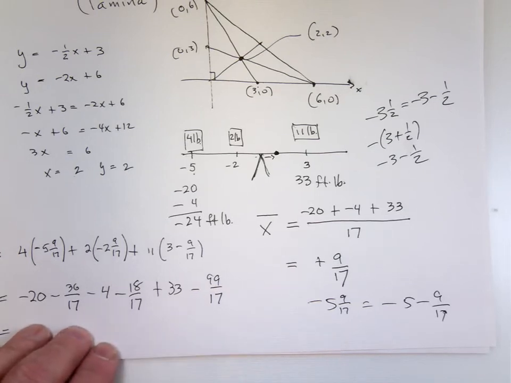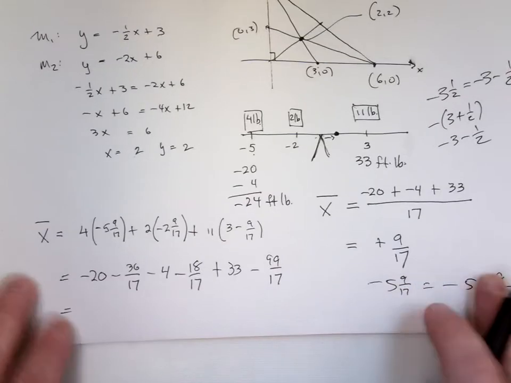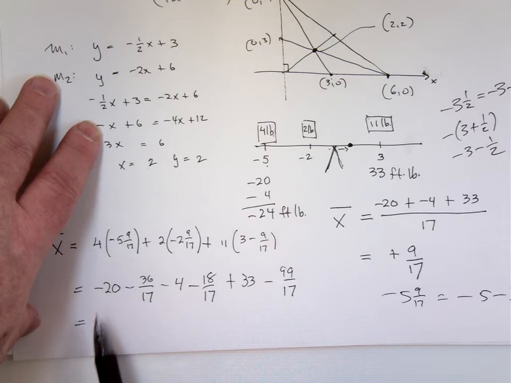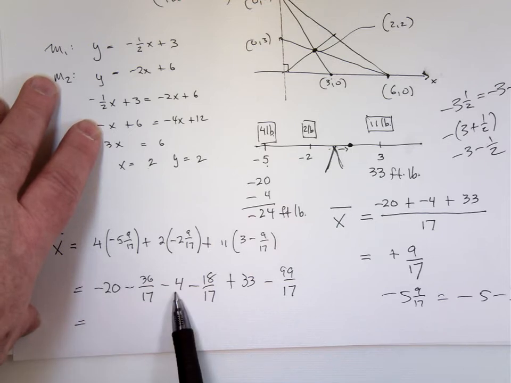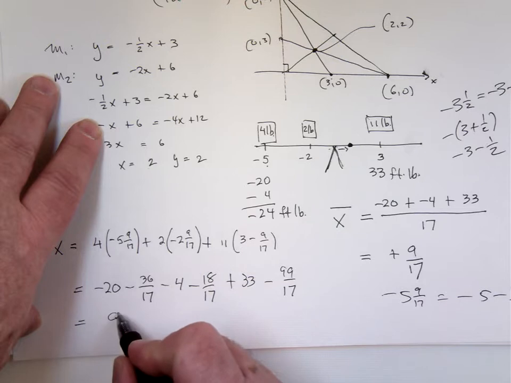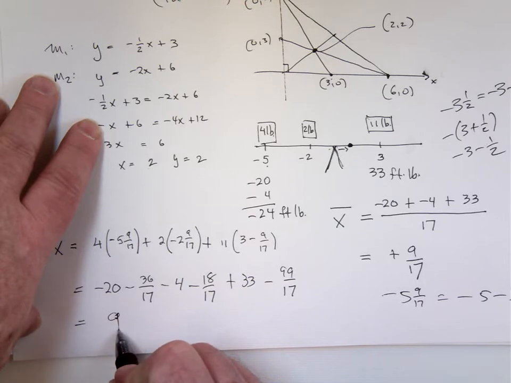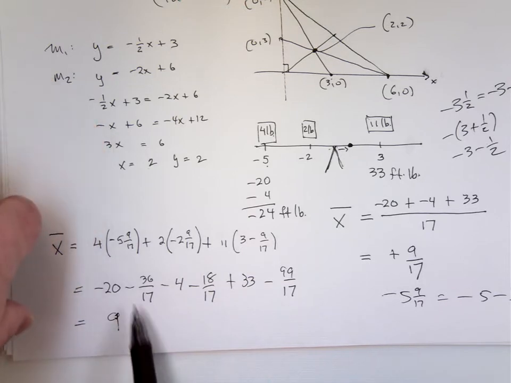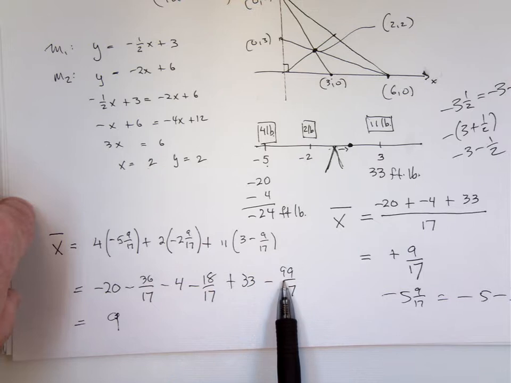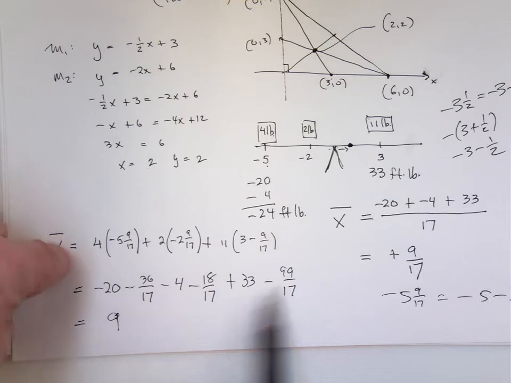So here we go. No, I'm sorry. Okay, I'm sorry. That's poor. Okay, that's -24 plus 33. It's 9. Yeah, you can both do it. Oh, good. You got -36 minus 18. That's a -54. -99. So I got a -54 minus 99.